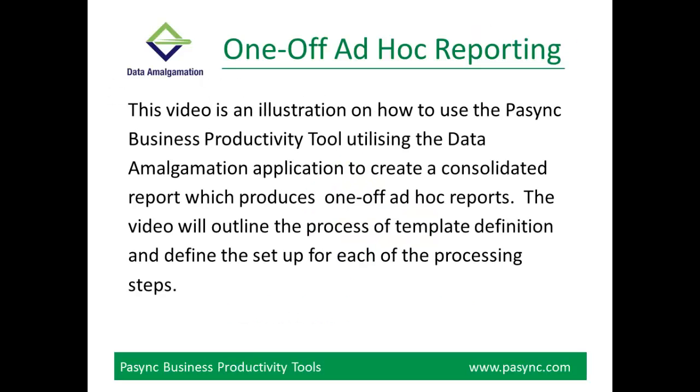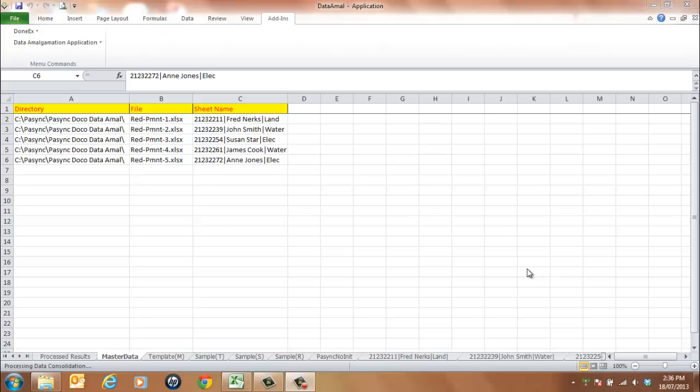This video is an illustration on how to use the Passing Business Productivity tool utilising the Data Amalgamation application to create a consolidated report which produces one-off ad hoc reports. The video will outline the process of template definition and define the setup for each of the processing steps.